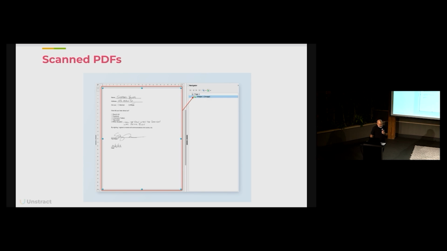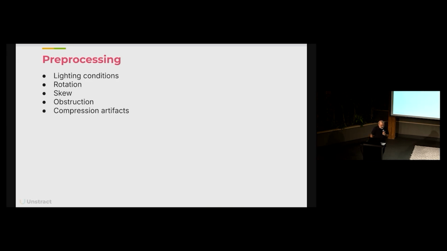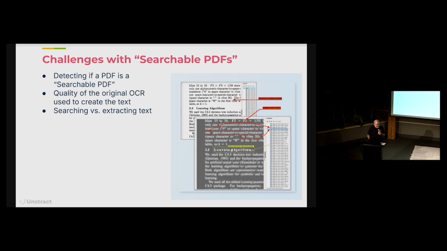Scanned PDFs are, for example, a common kind of screenshot where I'll be using LibreOffice or some software thereof to show you the internal structure of the PDF. In this particular case, although the document is a PDF, if you look at the right side panel, you can see that the page contains quite literally just one image. There's no other component in there. You could have other problems like lighting conditions, rotation, skew, obstruction with the finger, and compression artifacts are also fairly common.